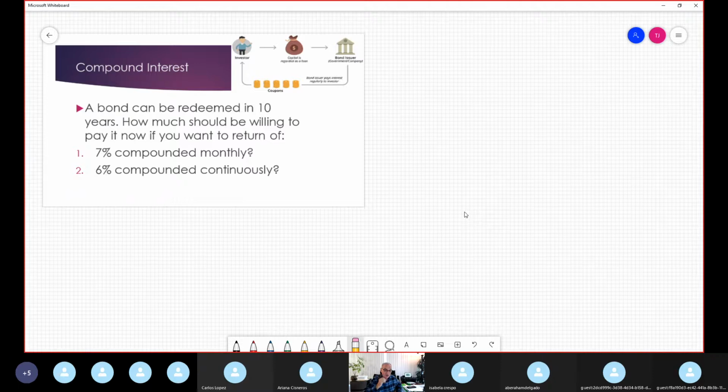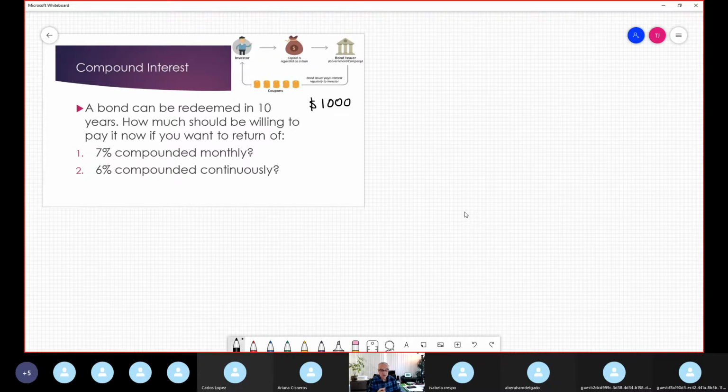Then we have two kinds of problems. It's compounding monthly, discrete analysis, and 6% compounding continuously, which is continuous analysis. Now I need one extra information which is not given in the problem. I need to fix that. What you expect to get when the bond is redeemed in 10 years, you expect 1,000 dollars.